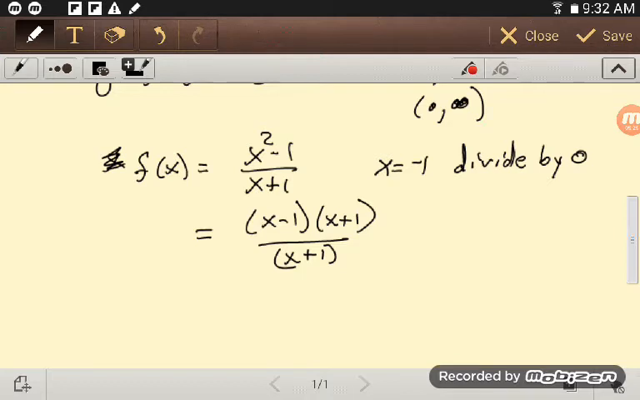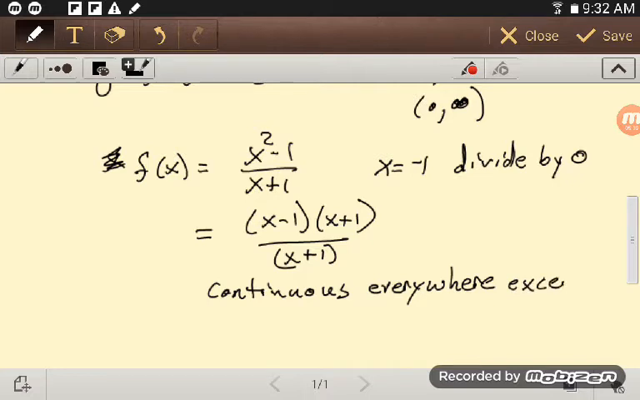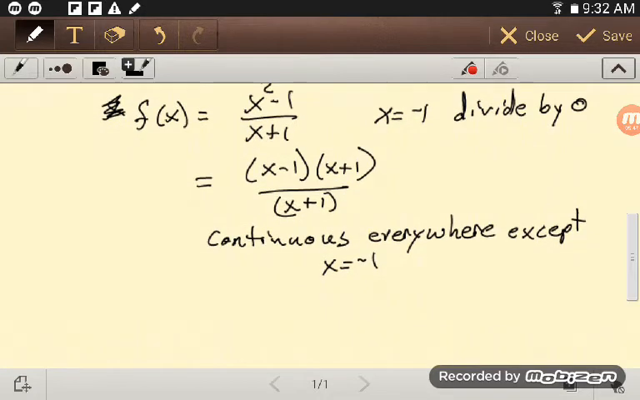So here f of x is continuous everywhere except x equal -1. And so what you might write, sort of the negation of that, is x not equal to -1, and say, oh yeah, it's continuous everywhere else.